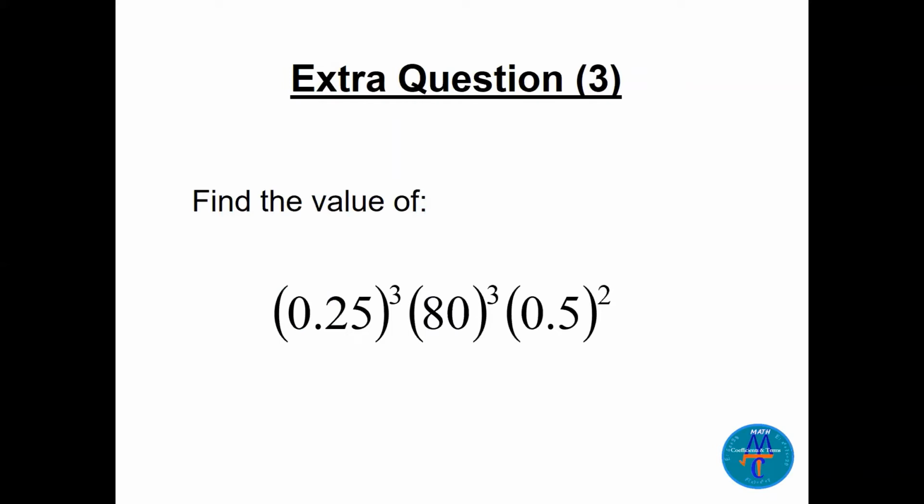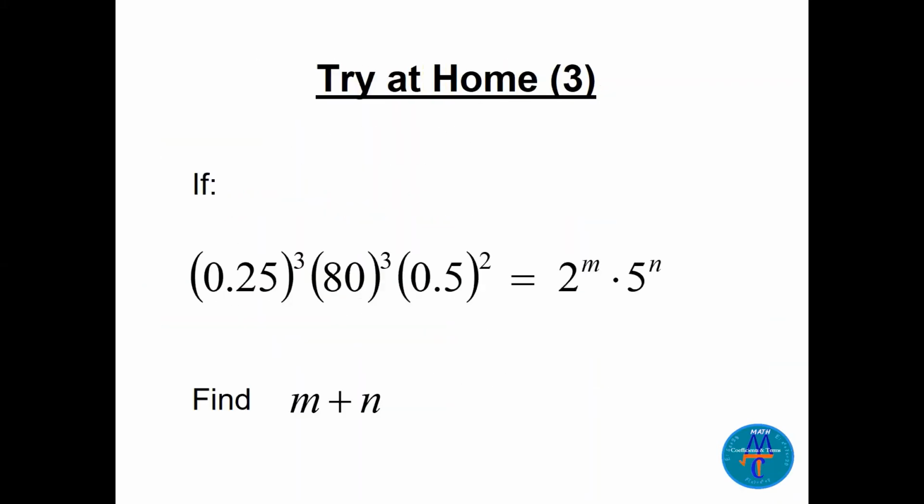In the other question I said, find the value. You see, this is extra question number 3. This is the same question. I changed the idea. Find the value, just find the value. It will be 2000. Now, in this one, try at home, find m plus n. Now, what is m? M is the power on the 2 after you simplify all this, and n is the power on the 5.